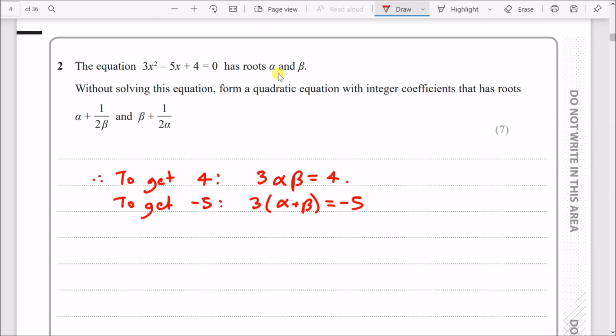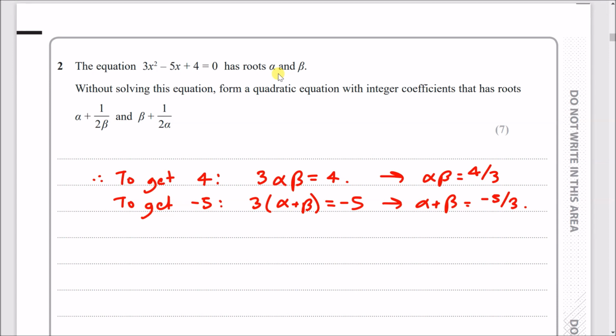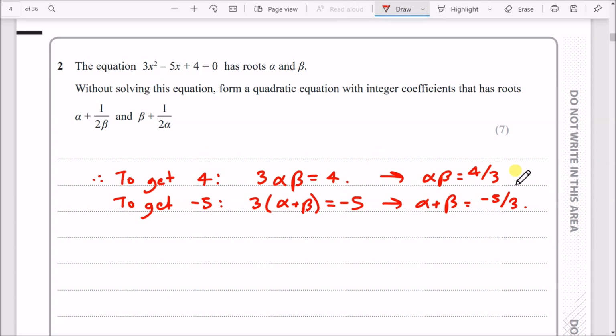Now, from here, we can say that from both equations, alpha beta for the first one, if you divide it by 3, equals 4/3. And for the second one, alpha plus beta equals minus 5 over 3. We could solve this and get individual results. That's cool too. But let's just leave it like this for a second because we can solve this quite fast. Now, since we showed you how to do the first one, let's try the second one, guys.